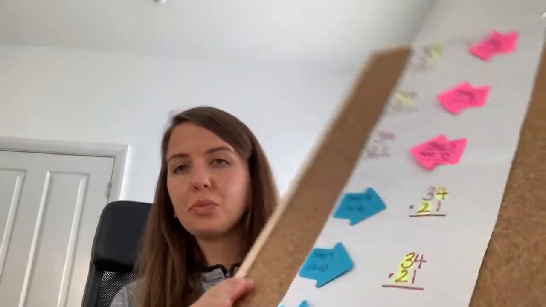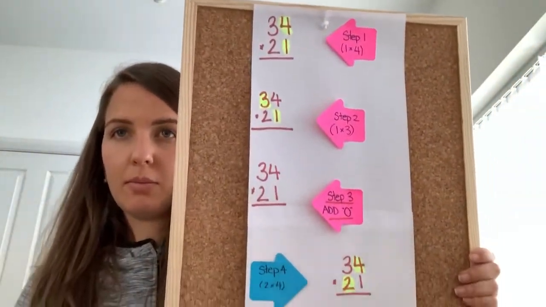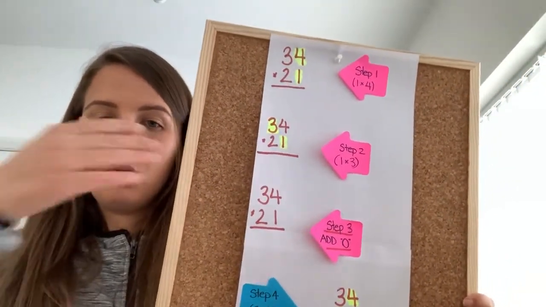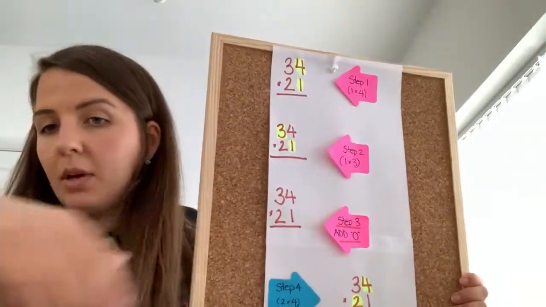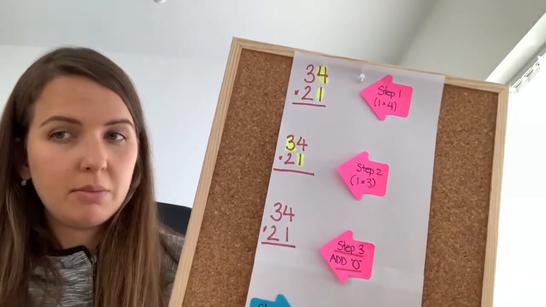So we focused yesterday on multiplying two-digit numbers by one digit. So we are going to build on that, and we are going to be multiplying two-digit numbers by two-digit numbers. Okay. So I've made this chart here with step by step, and then we will do some examples.